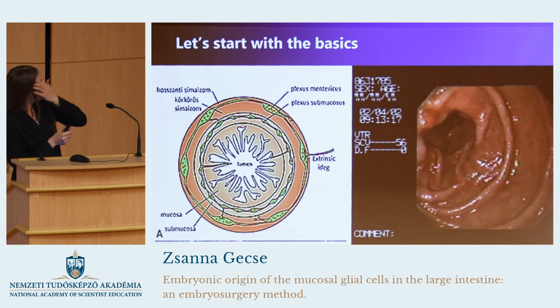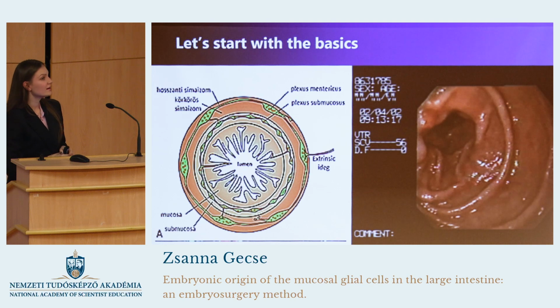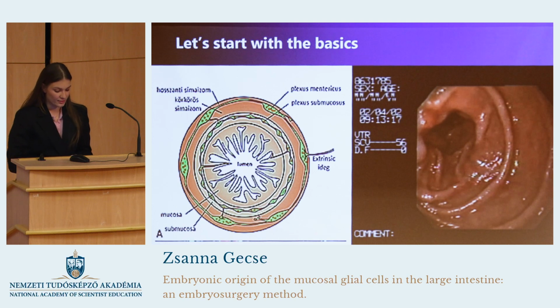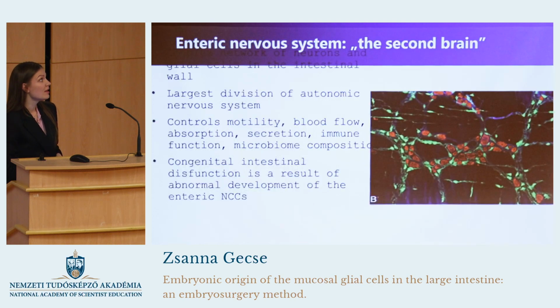So in the center, you can see the lumen, and then you can see the mucosal layer, the smooth muscle layers, and in between, you can see the mucosal and the mesenteric plexus, which is part of the enteric nervous system. But what's the enteric nervous system?